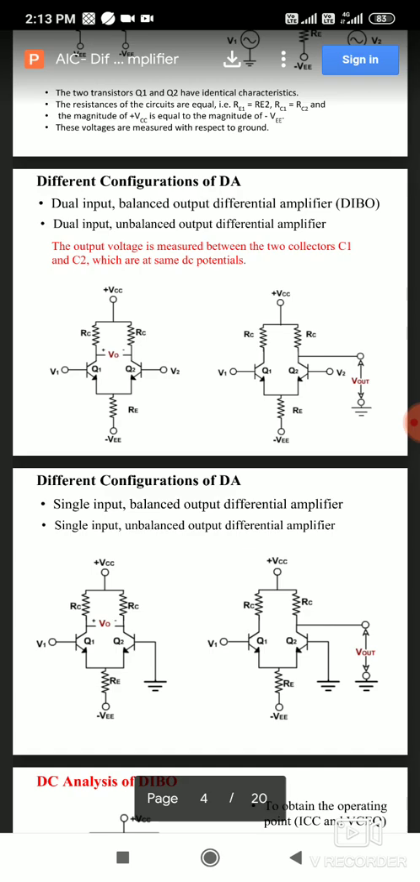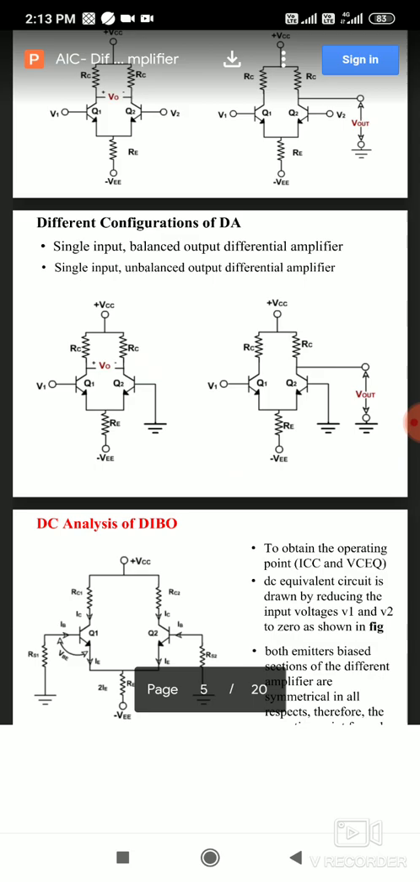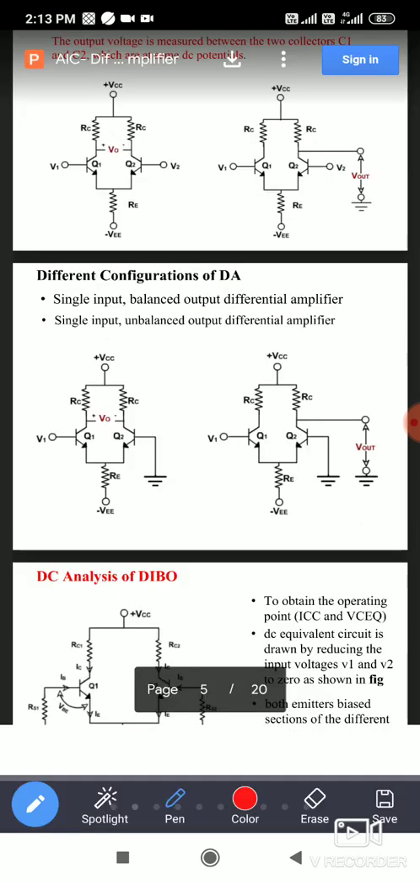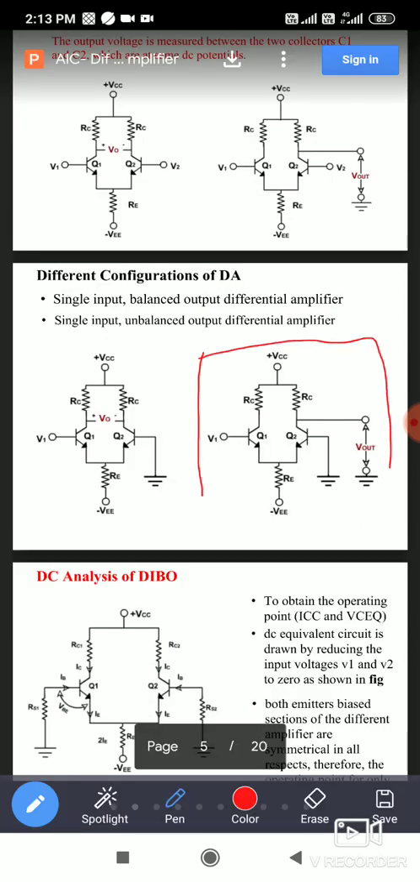Along with its diagram we have seen. Now the first type is what? Single input unbalanced output, shown in this figure. Once again we are revising because the concept is very important to understand. This is single input. The input is applied at the base of transistor Q1 and the output we are taking at the collector terminal of transistor Q2. So this is called single input unbalanced output.